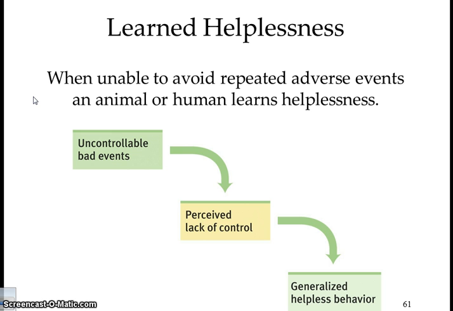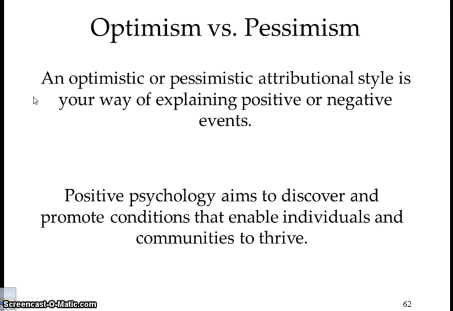So when you are unable to avoid repeated adverse events, we can learn to be helpless. So there's an uncontrollable bad event. You have a perceived lack of control, and this is that generalized helpless behavior. This is the abuse victim cycle, guys. They don't feel like they can ever get out of the situation, and that's that learned helplessness.